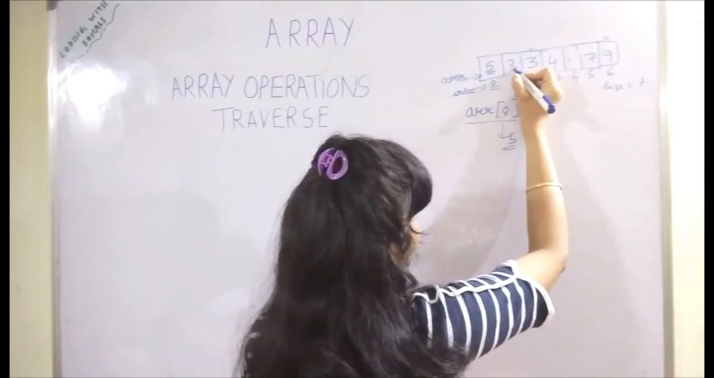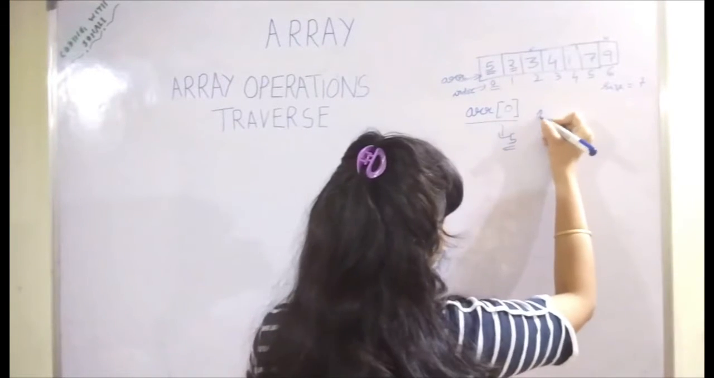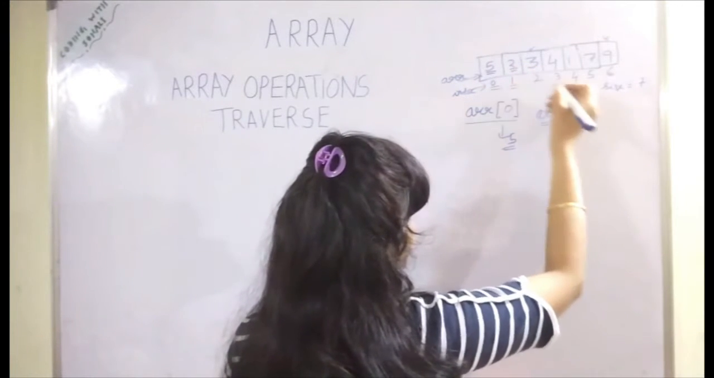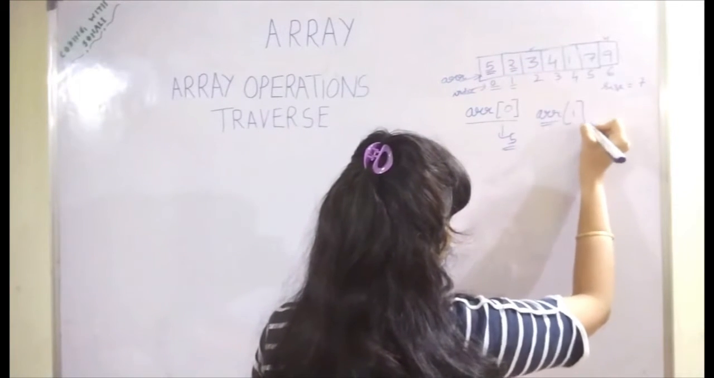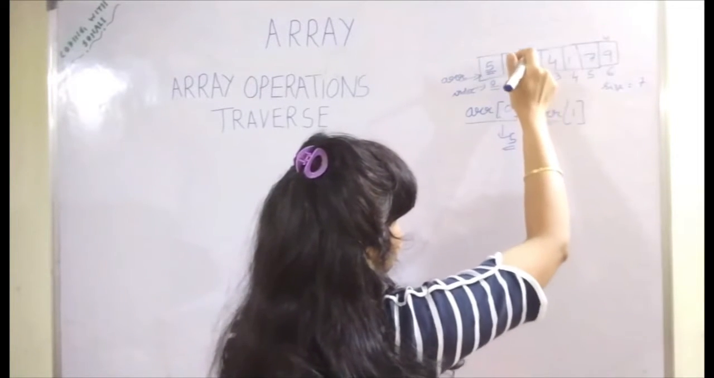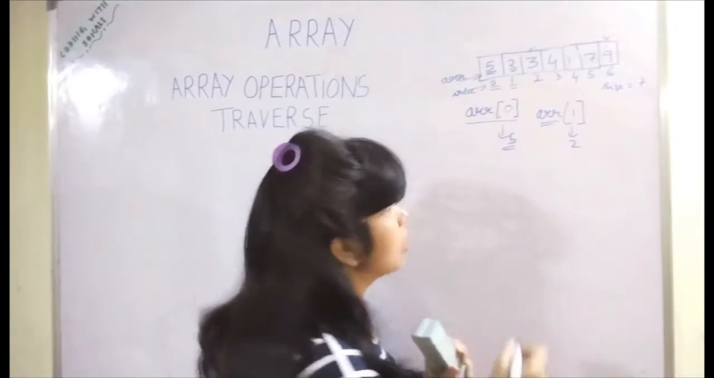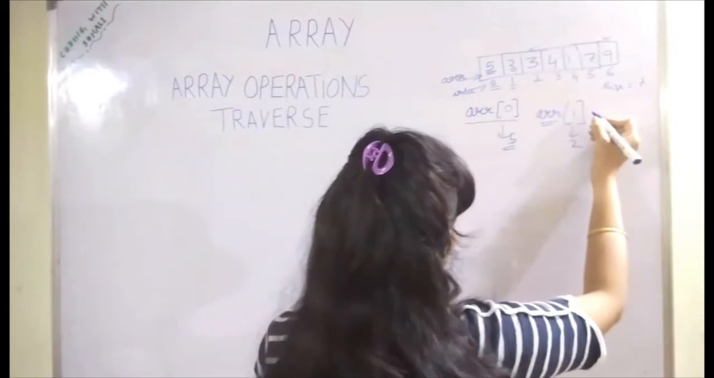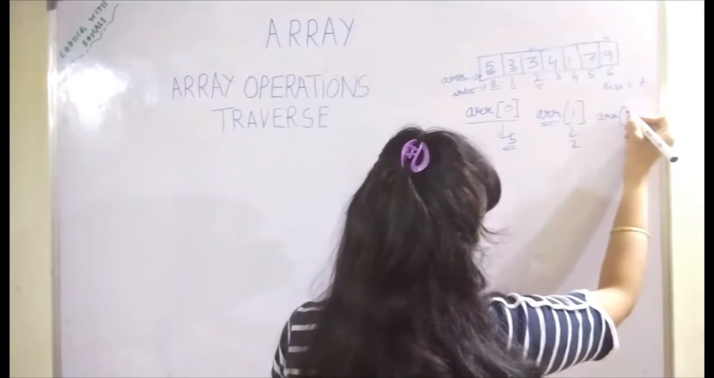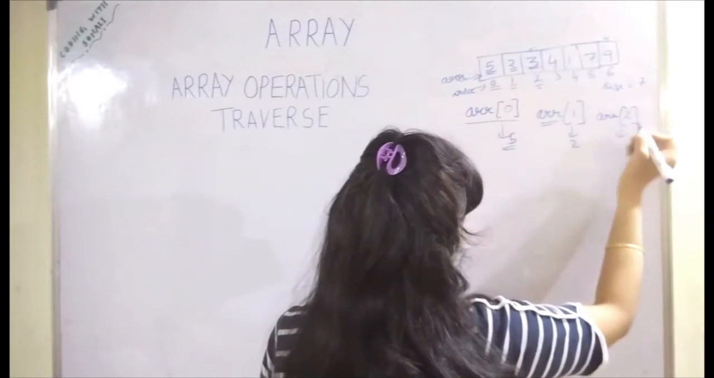What is the next element? The next element is 2. So how will we get 2? Again the same thing: ARR, the name of the array, and the subscript. This element is present at index 1, therefore this one. The name of the array and the subscript, that index, will give you this element, so this will give you 2. Again, to print the next element, we again need the name of the array and the index, so index 2, and this will give you the value 3.